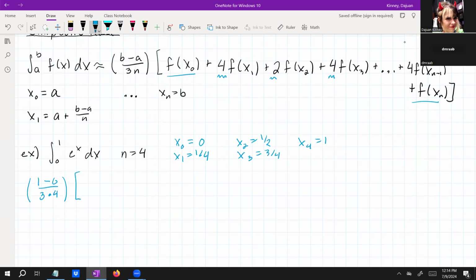Alrighty, so we're using e to the 0 plus 4e to the 1/4 plus 2e to the half plus 4e to the 3/4 plus e to the 1. I'm again going to throw this in my calculator, and we should get a similar answer to what we did before.